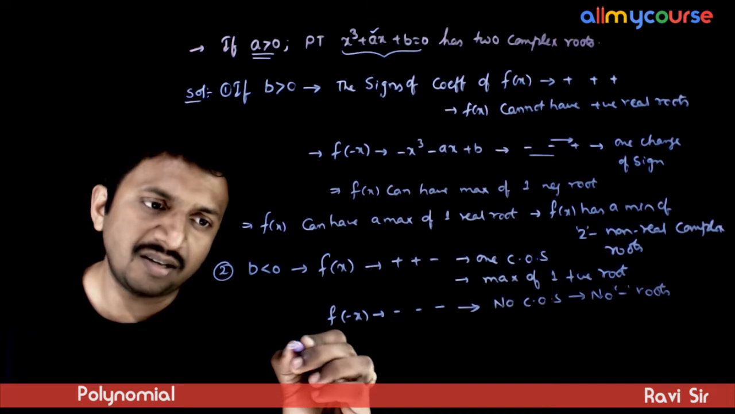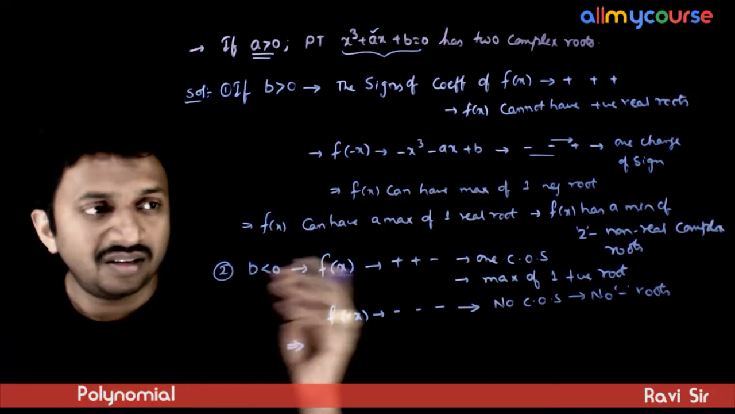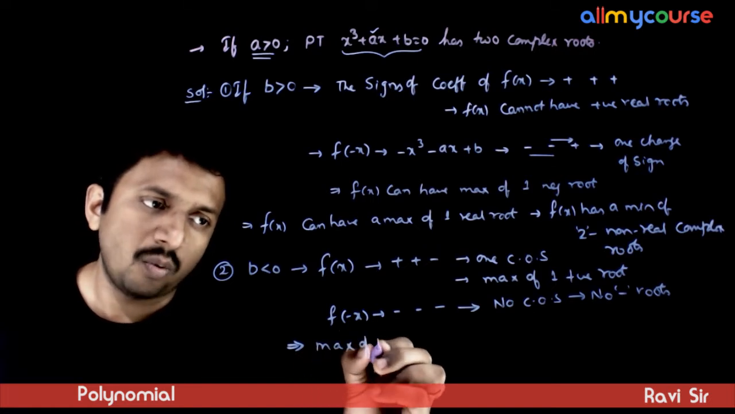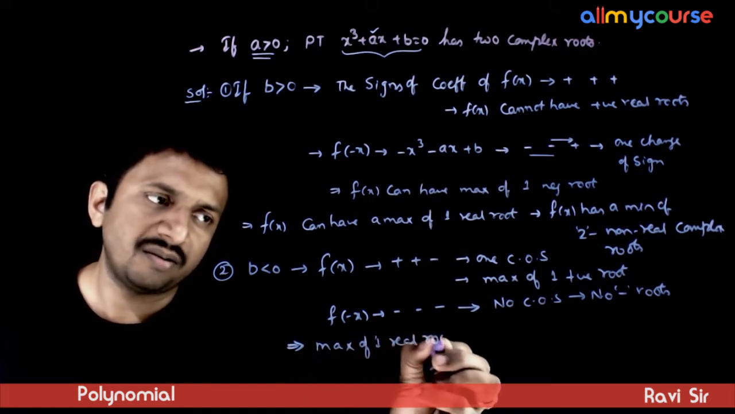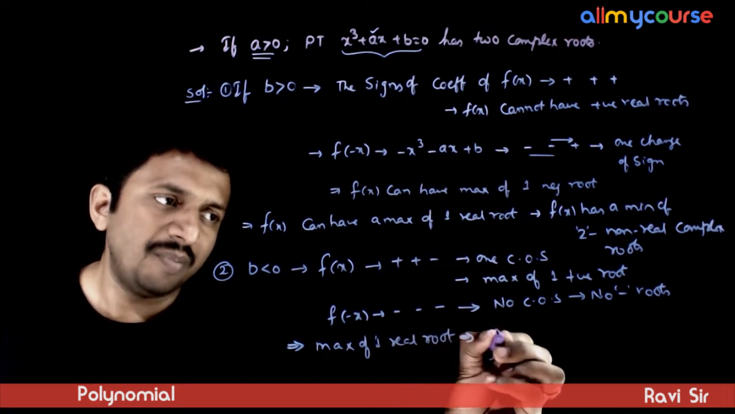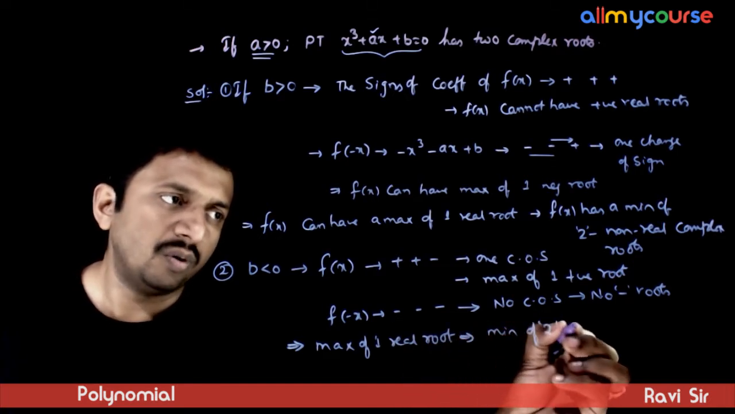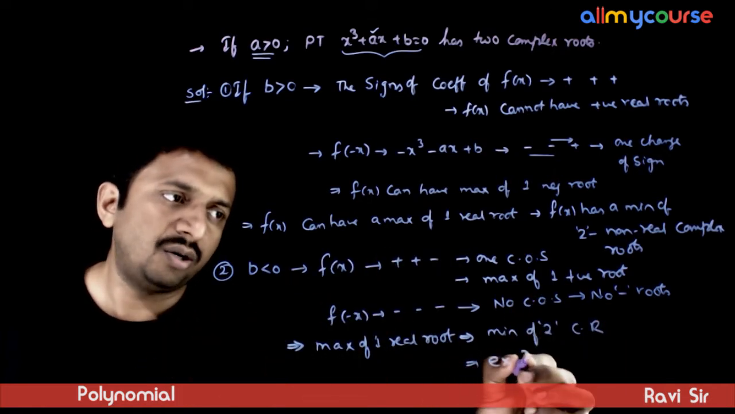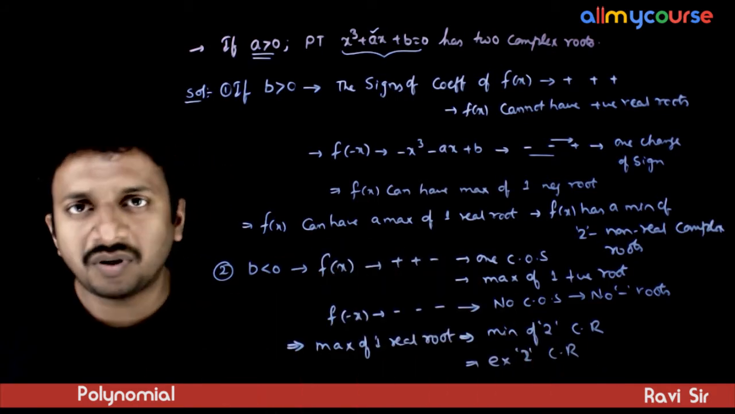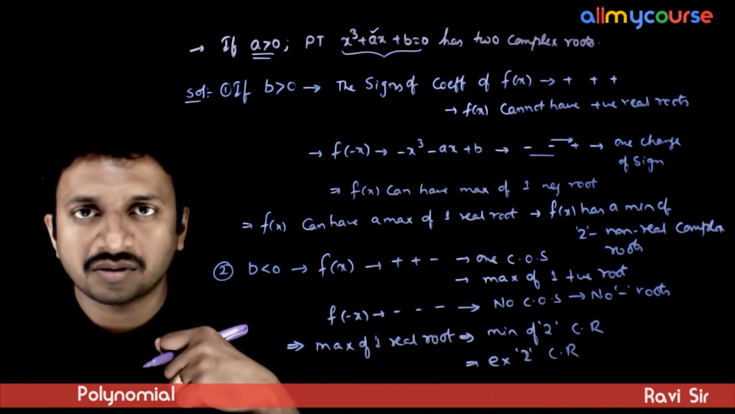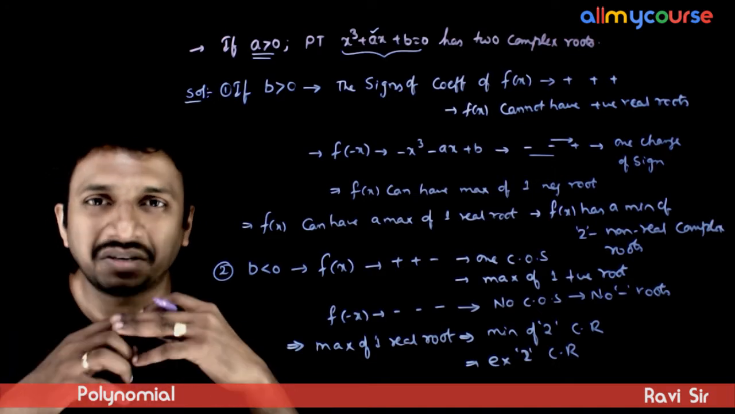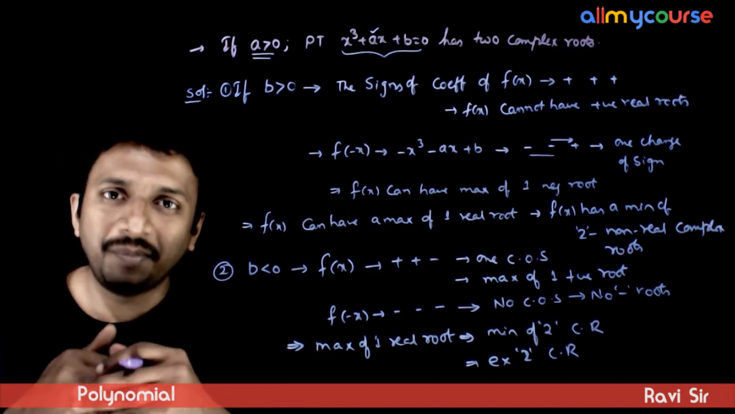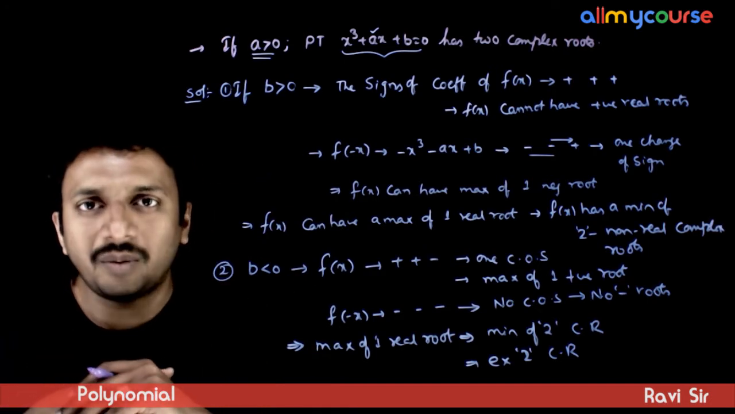So what does this imply? This implies that a maximum of one real root, and this implies a minimum of two complex roots. This implies exactly two complex roots because it cannot have three complex roots. So complex roots always occur in pairs. So a minimum of two complex roots for a cubic equation means that it has exactly two complex roots.